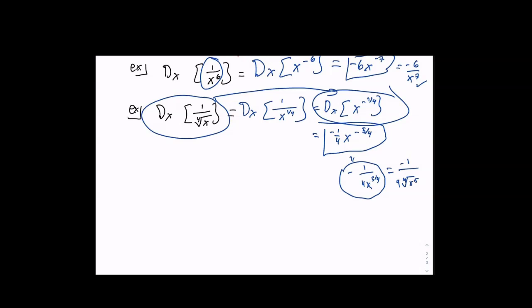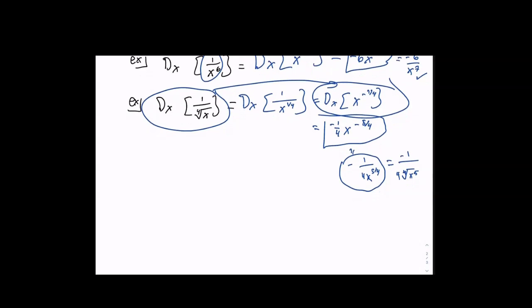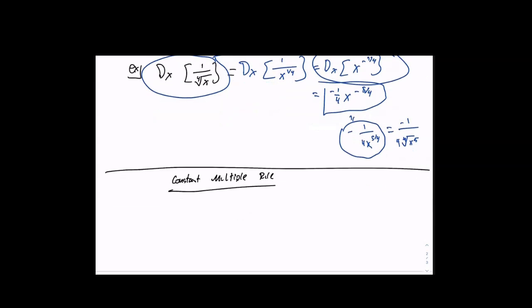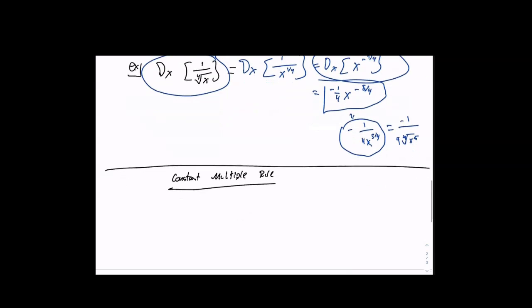Now, let's combine the rules. Well, sorry, you have one more rule. You have technically two more rules. The next one is called the constant multiple rule, and it sounds complicated, but it's not. The constant multiple rule says the following: the derivative of any constant k, let's call it k for a purpose since it's different from c, times a function is simply the constant times the derivative of the function.